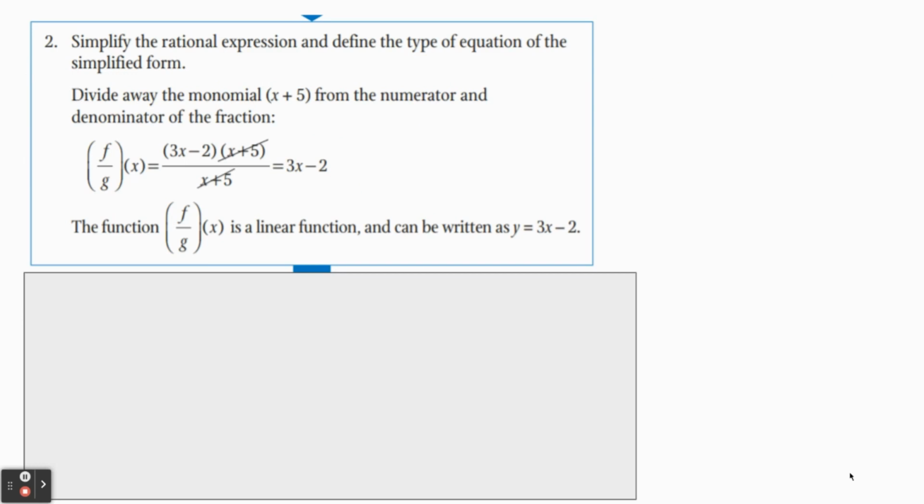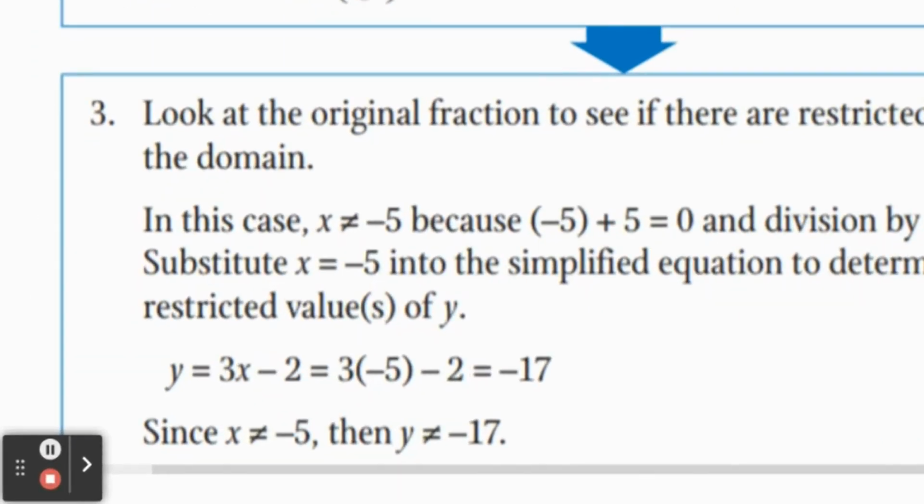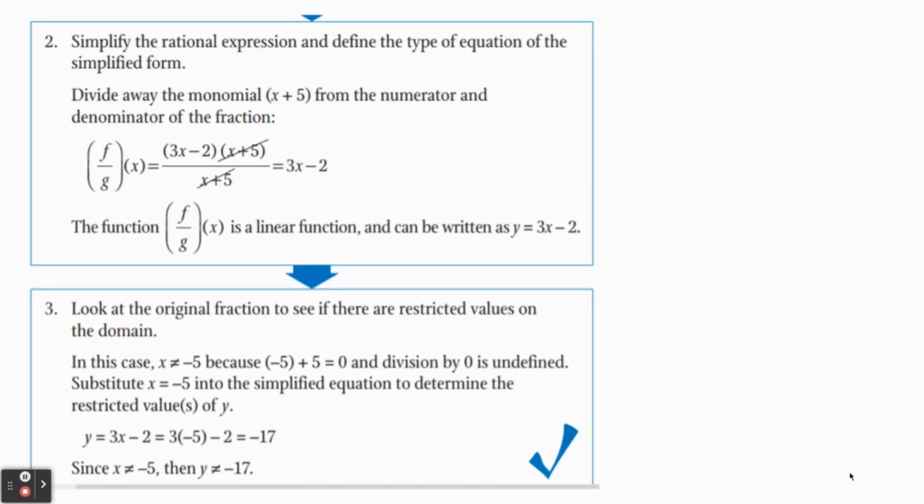So even though our final answer will have those x plus 5's removed, because x plus 5 over x plus 5 is 1, and we'll get a final answer of 3x minus 2, we need to be mindful that we have to restrict that domain at negative 5. Because there is no x value of negative 5, there will also not be a y value there either. So we're going to substitute negative 5 into 3x minus 2, and we get negative 17. So we have two restrictions. One is x cannot be equal to negative 5, and because of that, we cannot have a y value at negative 17.